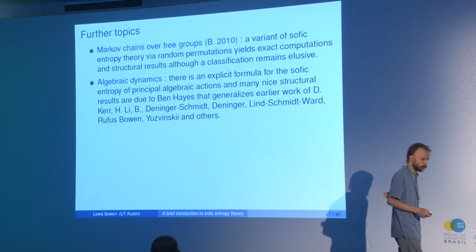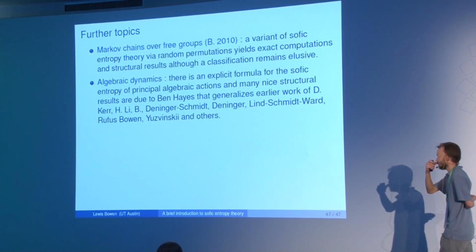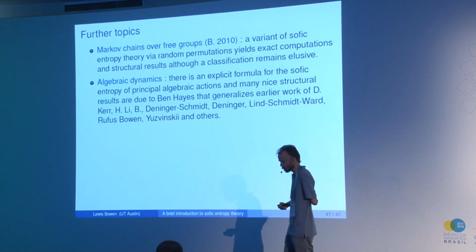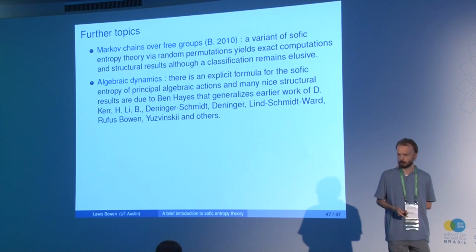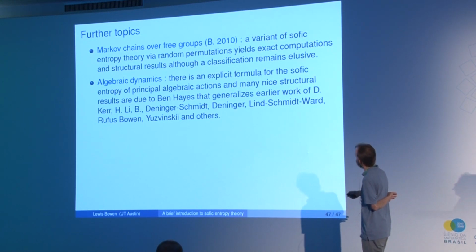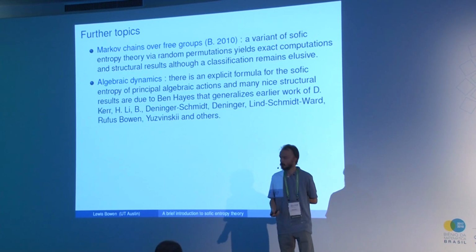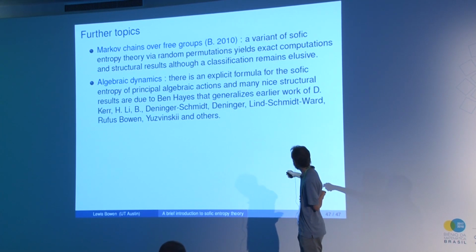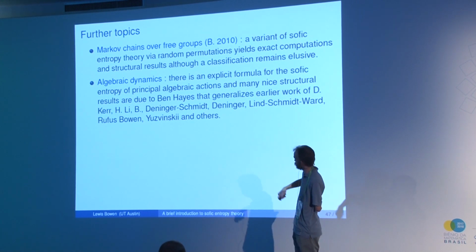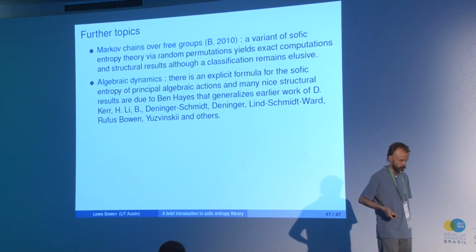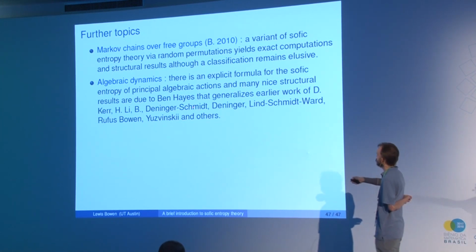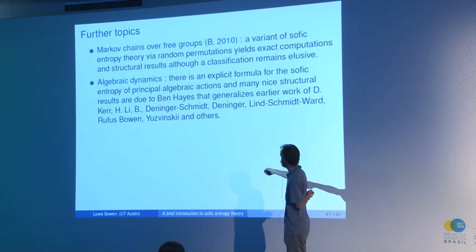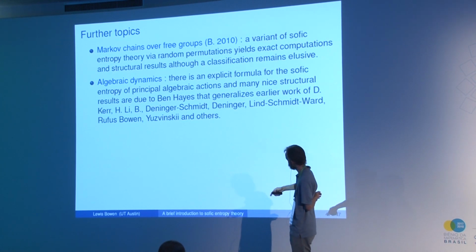There's been a real explosion of work in algebraic dynamics. So when you have a group acting by automorphisms on a compact group, usually a compact abelian group, it turns out to be the most interesting case. There are many explicit formulas for Sofic entropy, for example, for principal algebraic actions, and there are a lot of nice structural results, for example, identifying the Pinsker algebra. A lot of the recent work is due to Ben Hayes, but it generalizes earlier work due to many people.